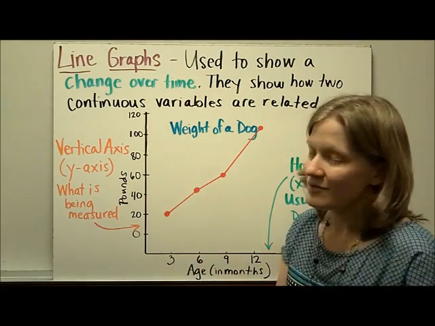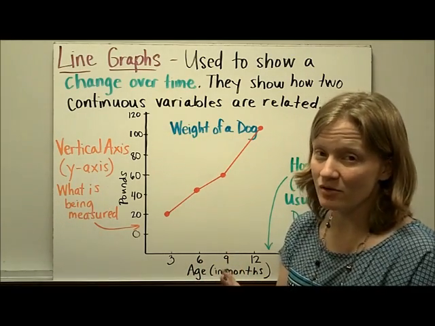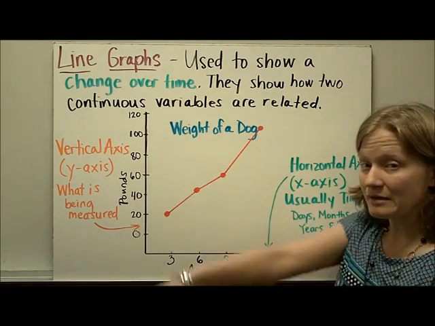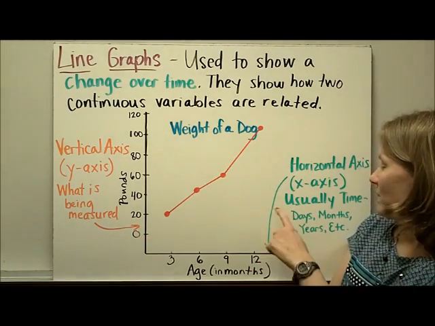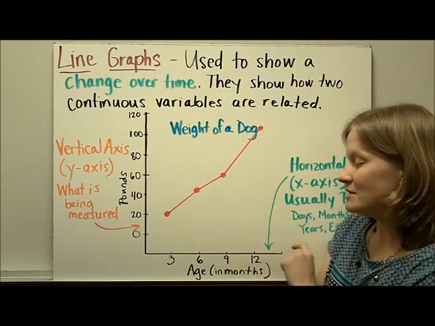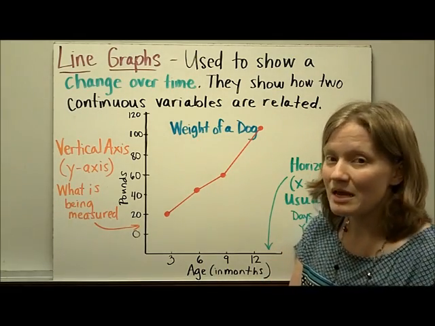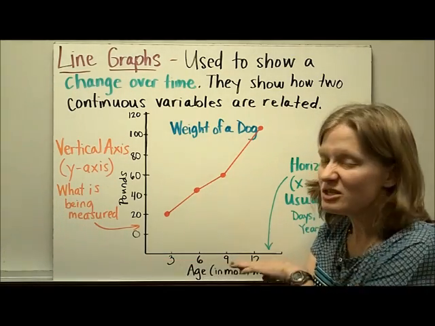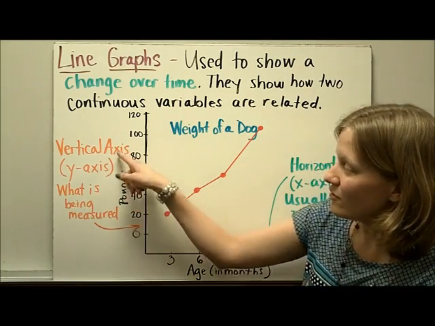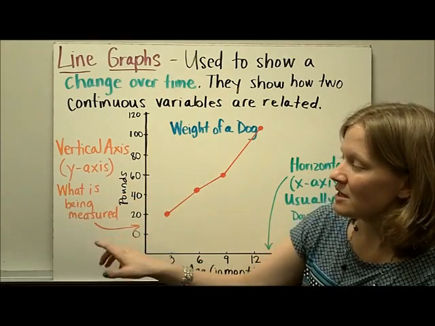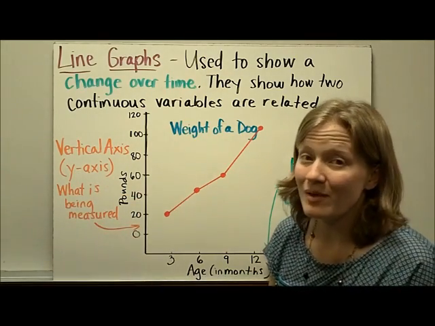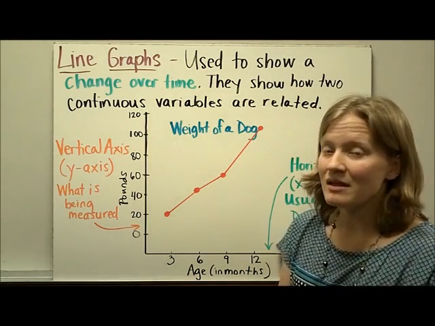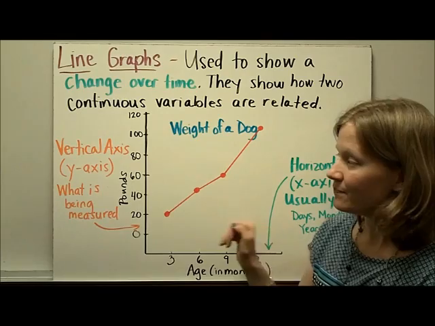When we talk about a line graph, it's important to get the variables on the correct axis. The x-axis, also known as the horizontal axis, the one that goes this way, is usually the time. So this can be measured in months or days or years or seconds, any kind of time. Ages are also an example of time. The vertical axis, or the y-axis, shows what is being measured. So it might be pounds or temperature or inches or feet or anything that you're going to measure over time.